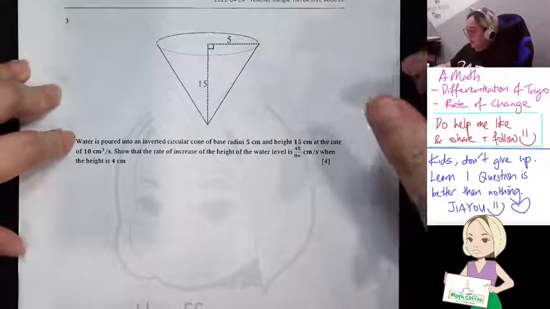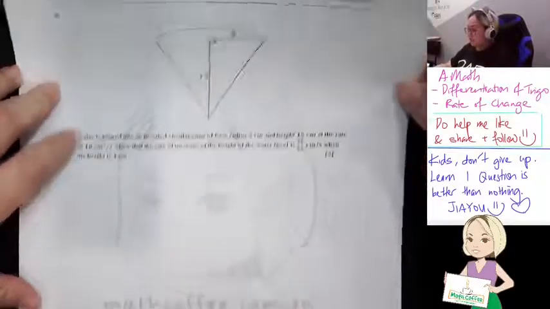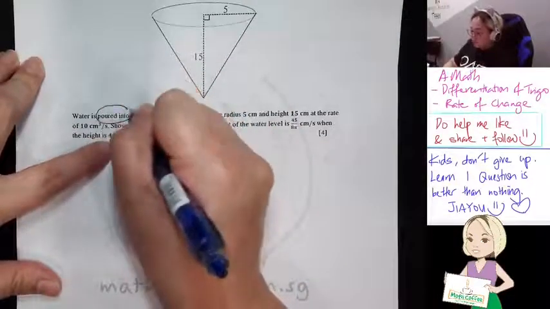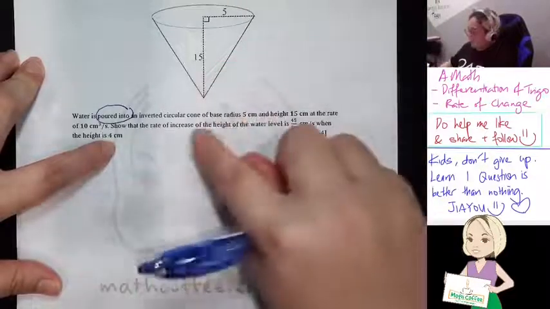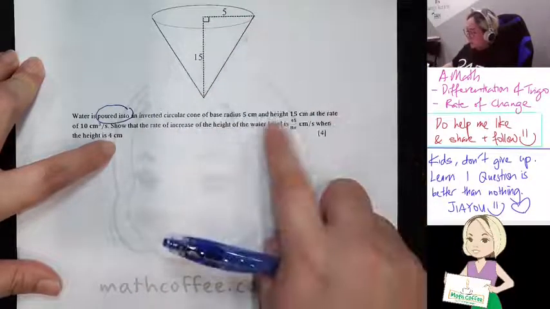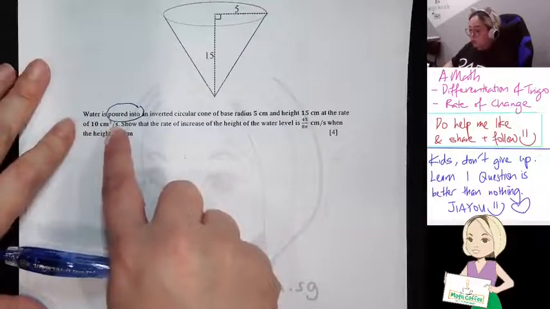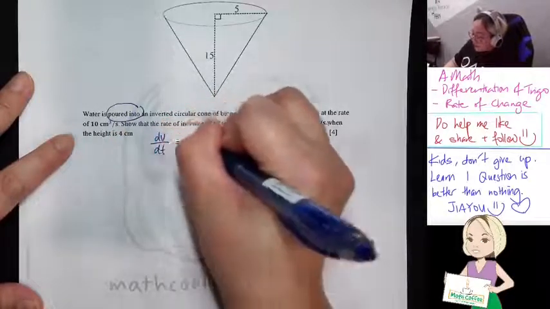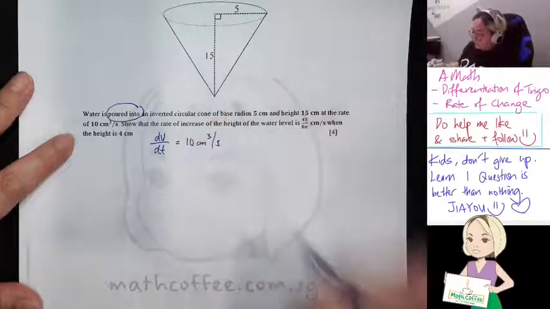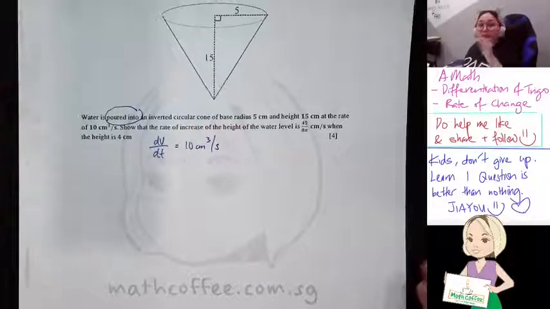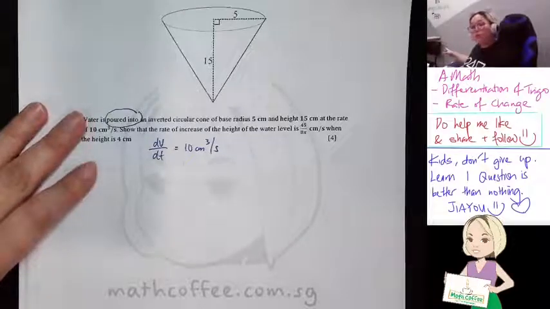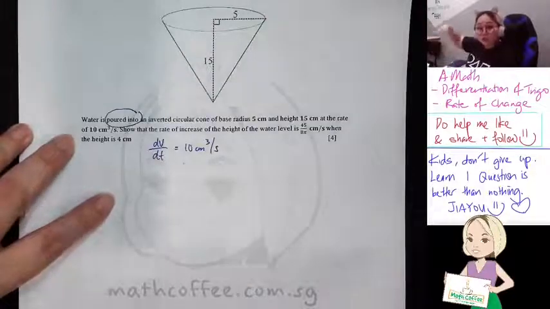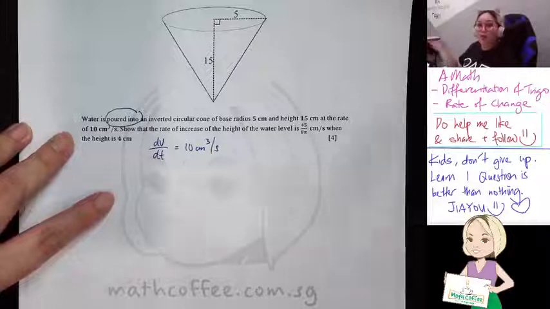Water is poured into an inverted circular cone. What I write here is very important: poured into. It means my water will increase. Base radius 5, height 15, at the rate of 10 cm cube per second. So I know it's positive, so my dV/dt equals 10 cm cube per second. Because if they say the water is leaked out, then it will be negative 10. But now it is poured inside, so you know it will be increasing. So it is positive 10 cm cube per second.